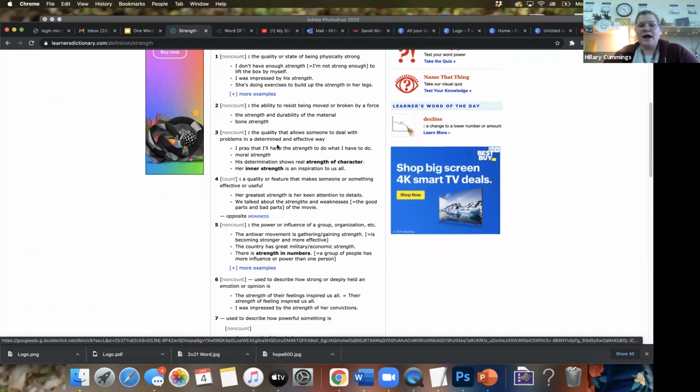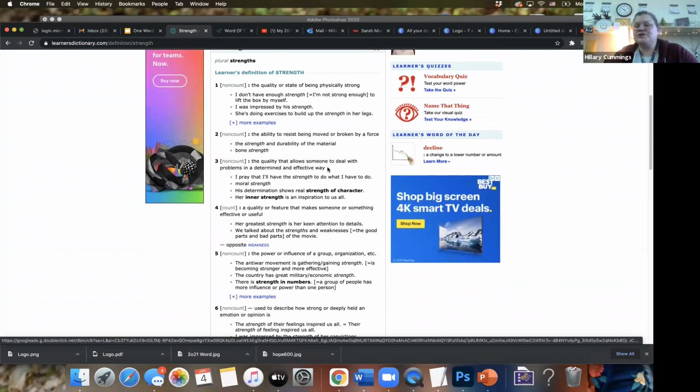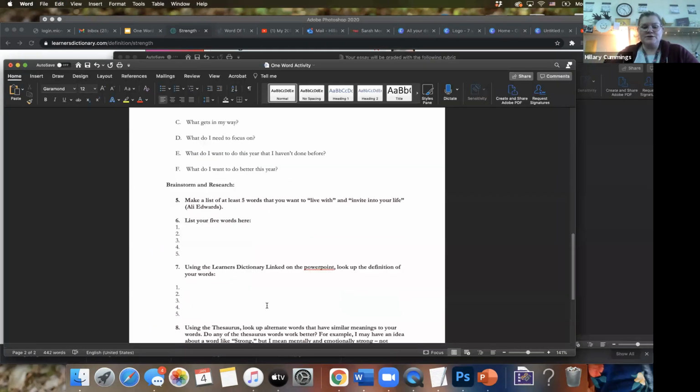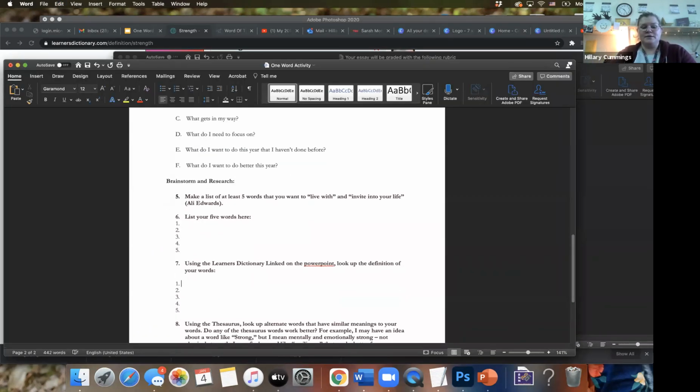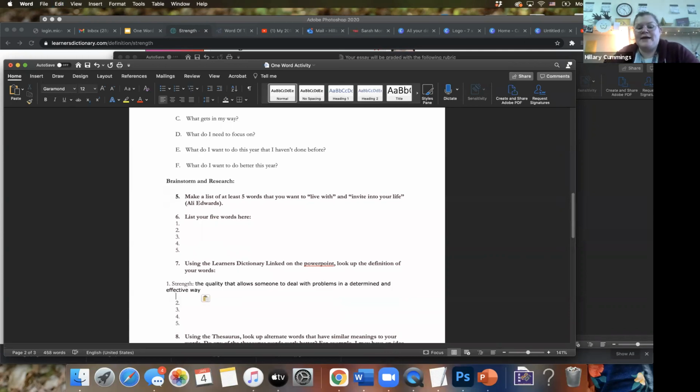All right, so I think if I was going to pick a definition right now that I really like for strength, then that would be the definition that I would go with, okay? So once you find a definition that you like, that you want to go with, you're going to go into your Word document and you're going to type in your word and you're going to type in that definition that you really liked. And we're just going to copy and paste it right on into there, okay?